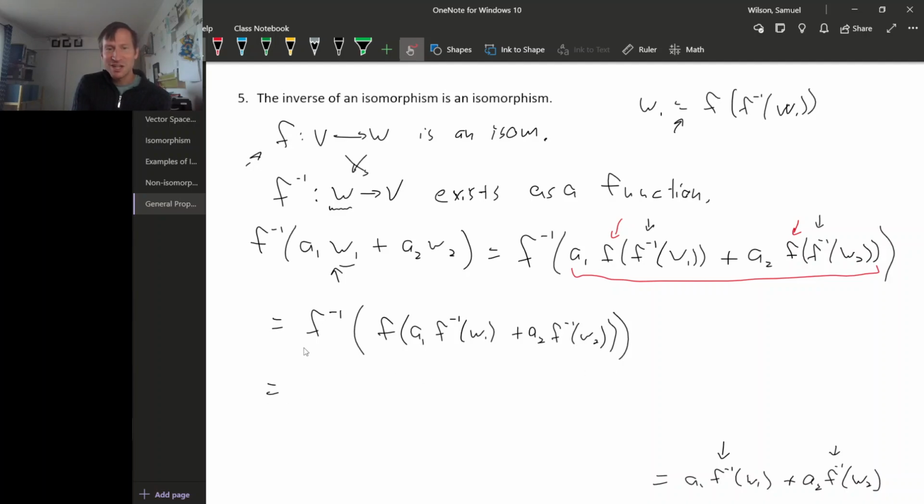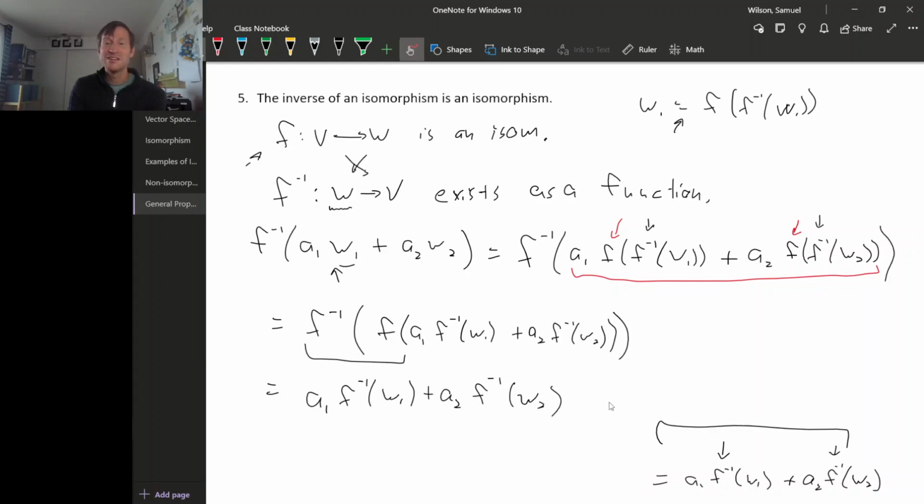Okay, but now look, here's f inverse of f of some vector. Well, these two undo each other, and so you get a1 f inverse of w1 plus a2 times f inverse of w2, and that's what we wanted to show, right? So we've shown that f inverse preserves structure, and that means that the inverse of any isomorphism is an isomorphism.